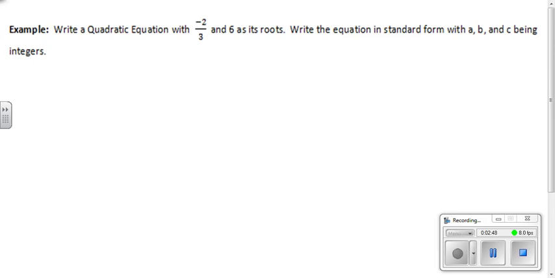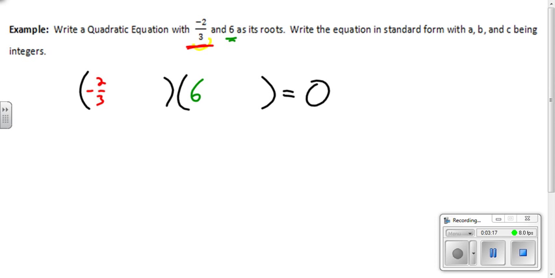Sometimes we may be asked to write a quadratic equation with roots that are fractions. That might seem a little daunting at first, but it's really no different from integer roots. Again, all we have to do is set up our factors, and set those equal to 0. If we look at our first one, -2/3. Our second one here was 6. How do we get those to equal 0? Well, this one we have to add 2/3. This one we have to subtract 6. Again, replace these roots with x.